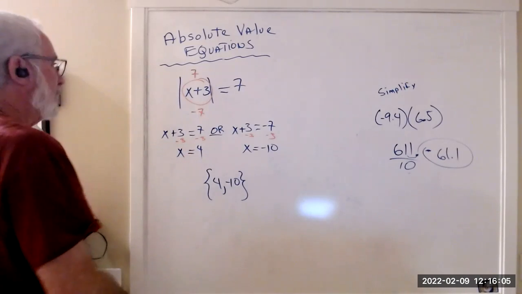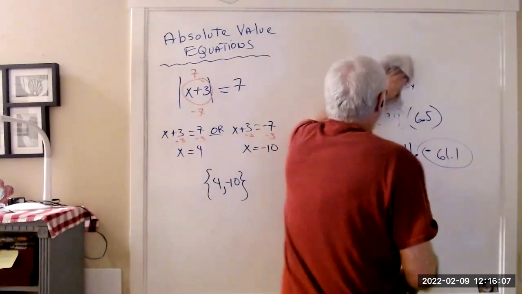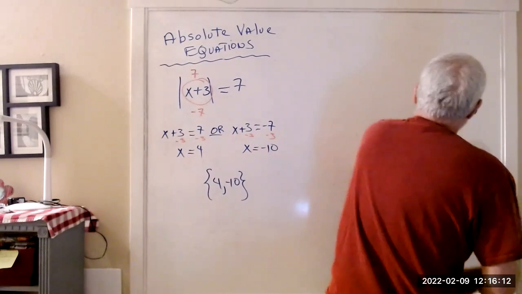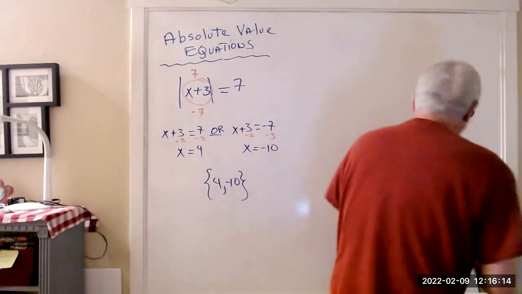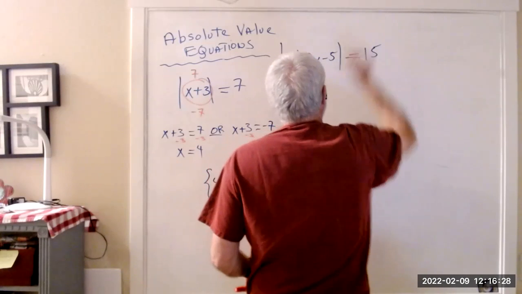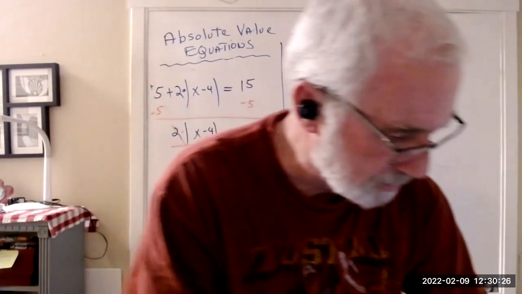Okay, so let's have you guys try a problem and see how you do. Absolute value, 2x minus 5 equals, oh, let's say 15. Well, let's see how you do. Oh, that was stupid.